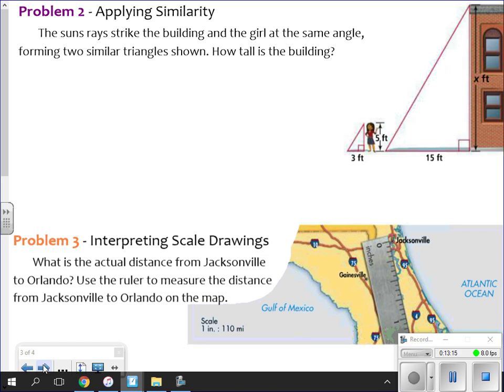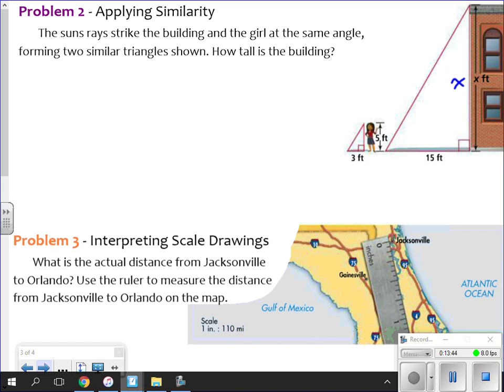What I have is two similar triangles here. Now it's hard to read on mine and it's hard to read on your paper, because the X is inside, but that is X. That's what we're looking for. So I have two triangles. I have the small triangle and the large triangle. And I want to do the same thing. I want to set up a proportion for the two triangles. And I do the corresponding sides.